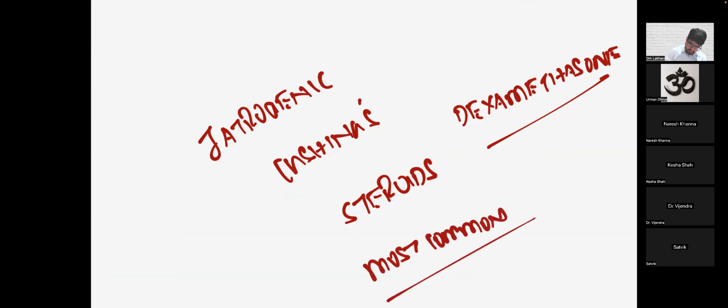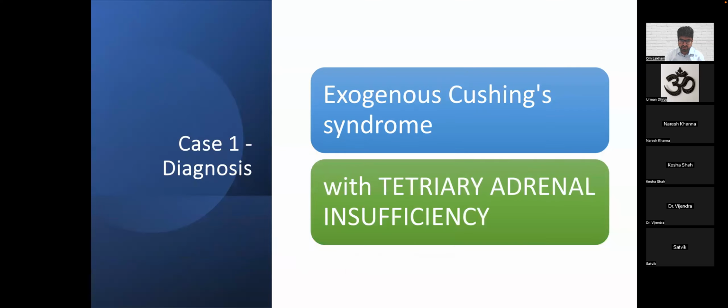of Cushing syndrome in India, without a doubt. In fact, in the world, right? The most common cause of Cushing syndrome is iatrogenic Cushing's. So this is something very important, and this iatrogenic Cushing syndrome has associated tertiary adrenal insufficiency. Like I said, why is this important? Because not only is exogenous or iatrogenic Cushing's the most common cause of Cushing syndrome, but what I've experienced in my practice, and a lot of people would say the same, the most common cause of adrenal insufficiency is also tertiary adrenal insufficiency because of long-term steroid use.